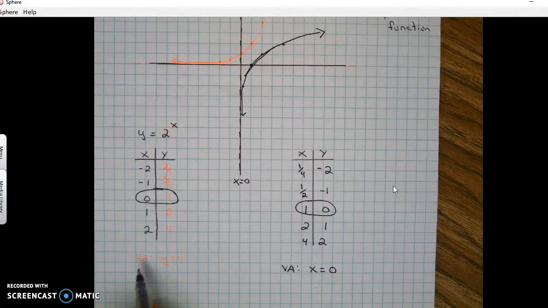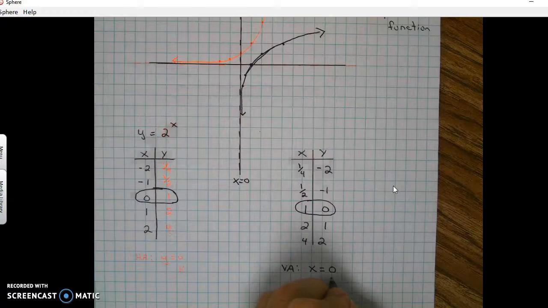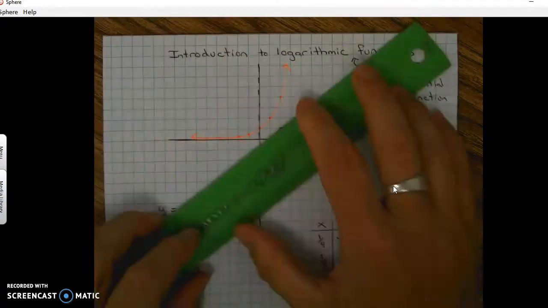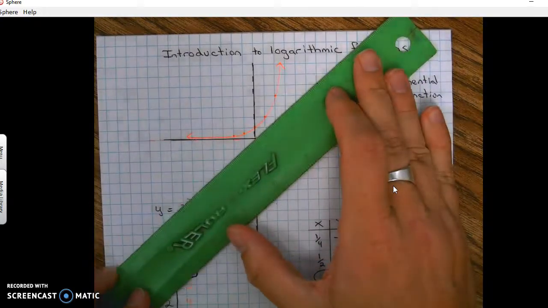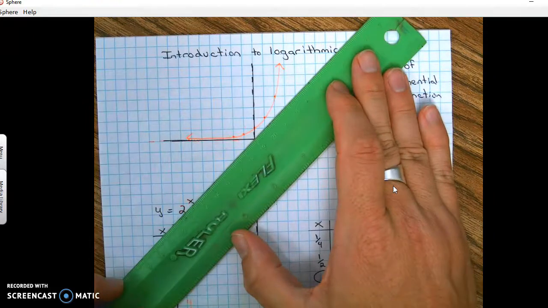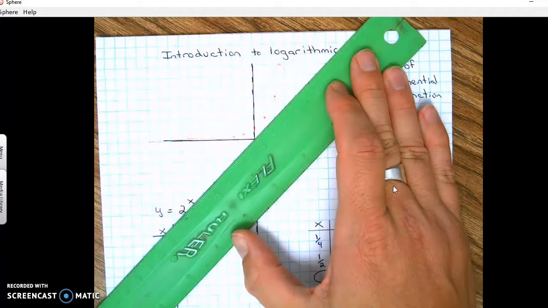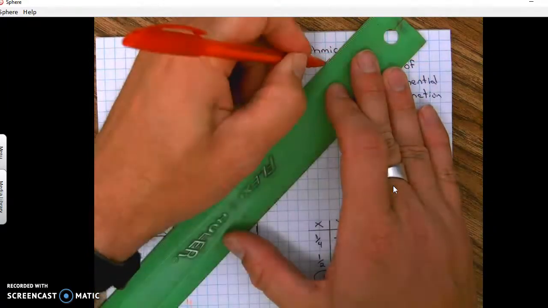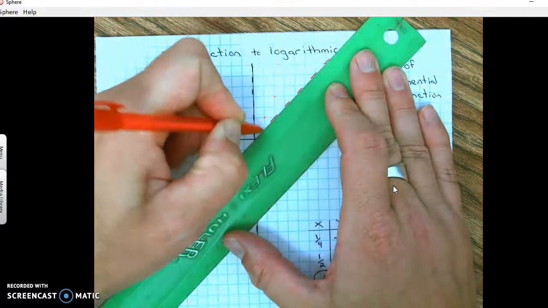And since the horizontal asymptote is associated with the k value, what do you think the vertical asymptote is going to be associated with? If you said the h value, good job. Okay, just as a reminder, with inverses, the line of symmetry is what? Y equals x. Good job, Reed.